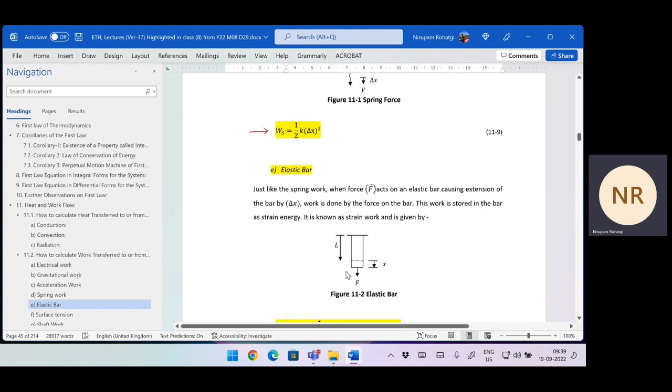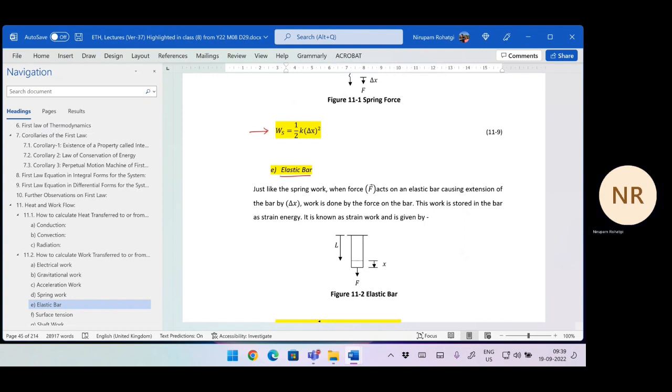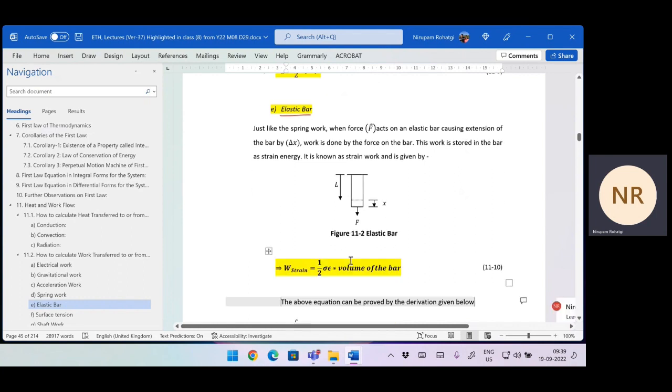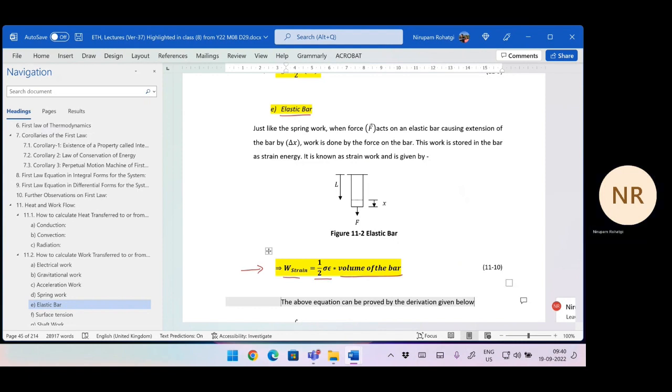Then we have the elastic bar. It is the same as a spring. The only difference is the spring is coiled, so the deflection is very high. But if you extend a bar, then the displacement is very small, and it comes out to be the strain energy, Ws strain. This is half sigma epsilon times the volume of the bar.